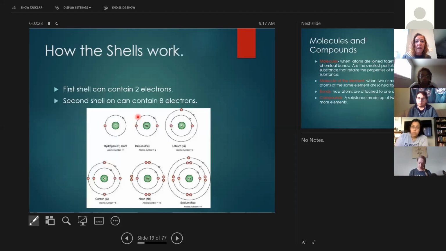I have too many things open. See, at home I have double screens, so it's much nicer because I have everything open.